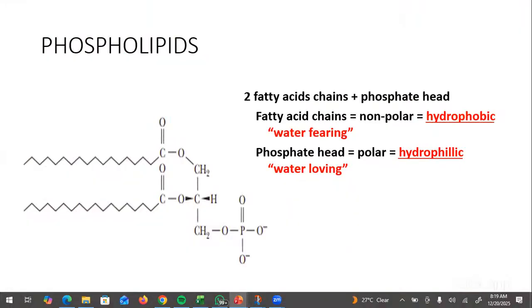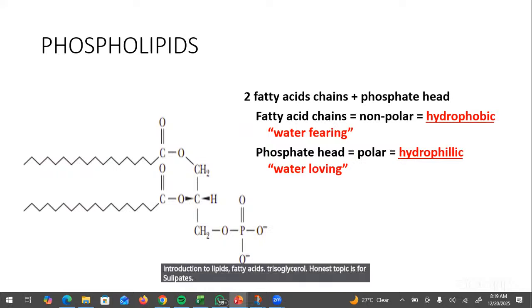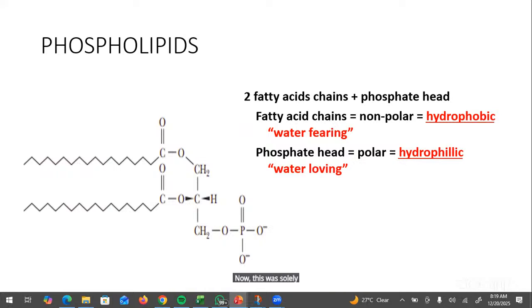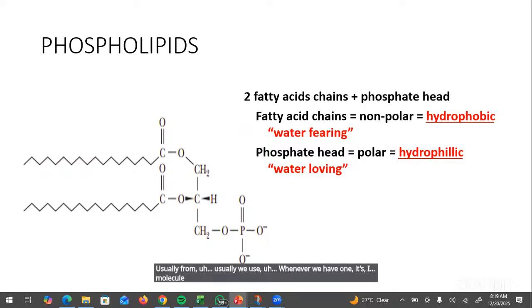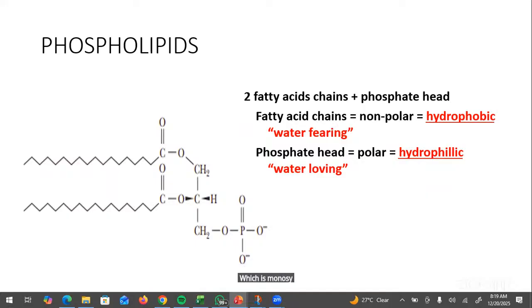Now, after the whole introduction to lipids, fatty acids, triacylglycerol, our next topic is phospholipids. Now, these phospholipids are a group of molecules, usually whenever we have one molecule of glycerol, the monoacylglycerol, attached to a phosphate group. And the glycerol is also attached to a phosphate group. We refer to that as a phospholipid.